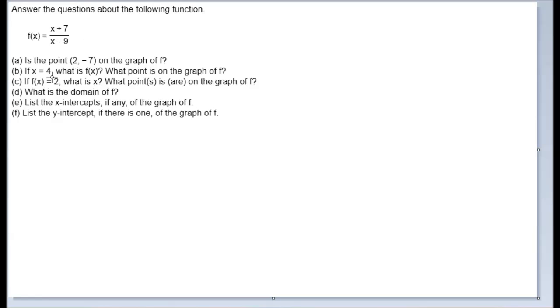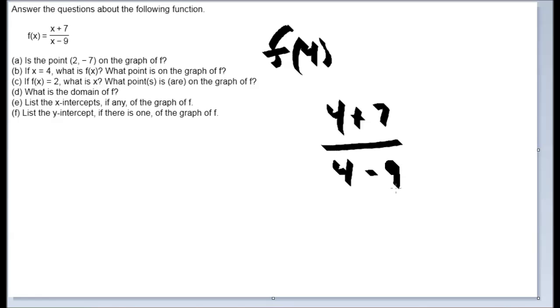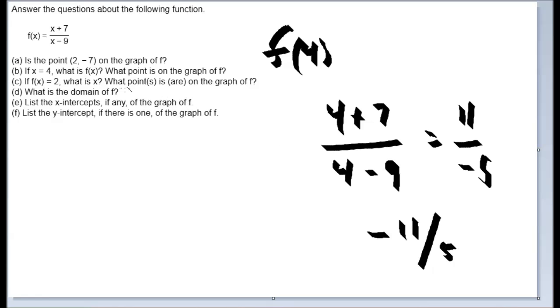Alright, next the question is asking us if x equals 4, what is f(x)? Well, when x equals 4, then all we want to do is take a look at f(4). So we're going to look at the value of f when x is equal to 4. So that means (4 + 7) divided by (4 - 9). 4 plus 7, well, that's 11. And then 4 minus 9 is negative 5. So we can write that as negative 11 over 5, which is fine. And also, what would the point be on the graph? Well, it would be (4, -11/5). That would be your point right there.